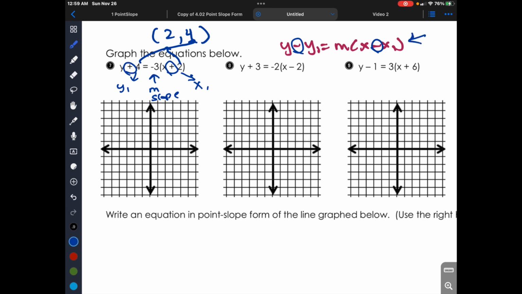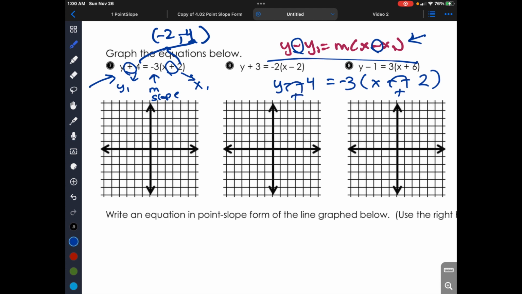So if it's minus and minus in the original formula, but in the equation you see plus, that means it's -2 and -4. Because look, if I plug this into the equation, y minus -4 equals -3, x minus -2, these change to a positive, right? So whenever you see pluses, your ordered pair is going to be both negative, okay?